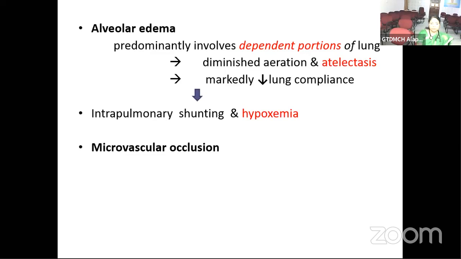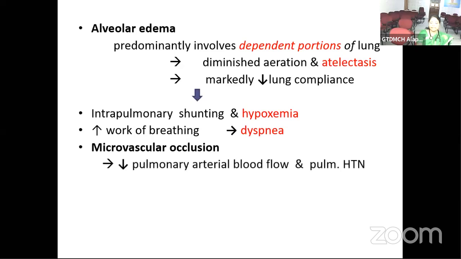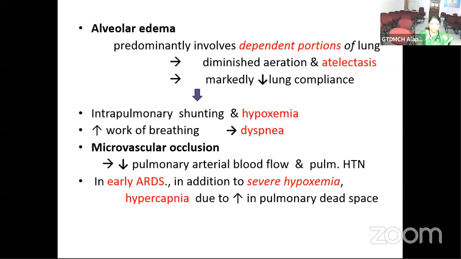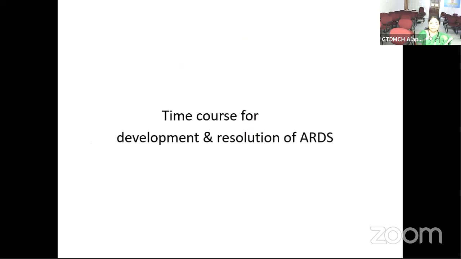Okay. So microvascular occlusion, I told you, there will be decreased pulmonary arterial blood flow due to this microvascular occlusion, and that will lead on to pulmonary arterial hypertension. Due to hypoxemia, there is increased work of breathing and the patient will manifest the symptom of dyspnea. One more thing that you have to remember is that in early ARDS, in addition to severe hypoxemia, hypercapnia will also be there due to increase in pulmonary dead space. So both hypoxemia and hypercapnia are present in early ARDS.